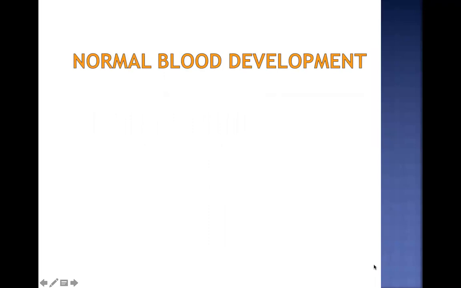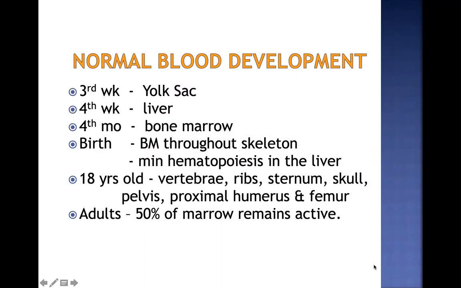So let's just review a little bit of the normal development, the normal hematopoiesis. In the third week of intrauterine life, the most active site of hematopoiesis would be the yolk sac, followed by the liver on the fourth week, and it would be taken over by the bone marrow on the fourth month. There are several stages of normal blood development: the embryonic stage, the hepatic stage, and the medullary or bone marrow stage.